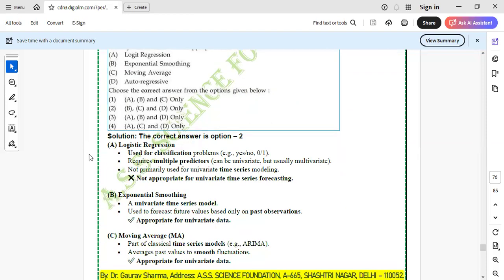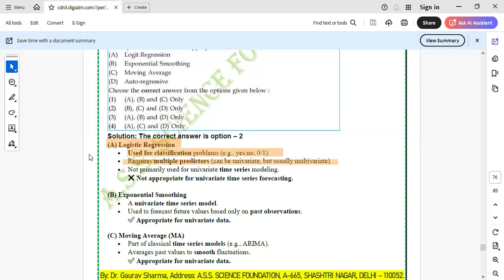The first is logit regression, or we can say logistic regression. Logistic is something I have told you about in the sigmoid curve, the pattern is something like that. It is basically used for classification problems, either yes or no, or 0 or 1, and it requires multiple predictors. It can be univariate but is usually multivariate. So this is used for multivariate.